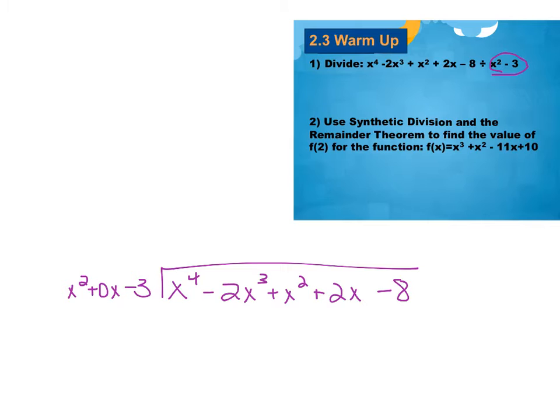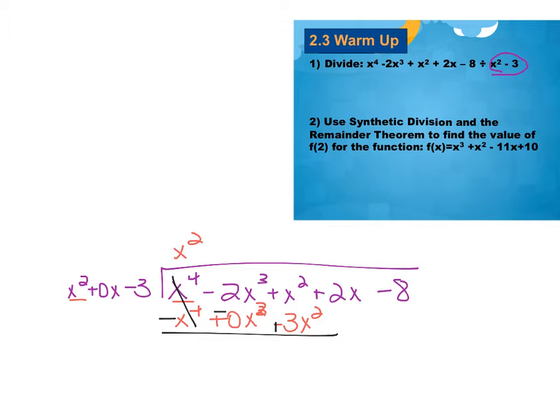All right, so then I would say, look at the first here and the first here. What would I multiply x squared by to get to x to the fourth? X squared. Multiply it out, I get x to the fourth. And I can do a plus or a minus 0, it doesn't matter. 0x to the third, okay, minus 3x squared. And then I'll change my signs and add these.